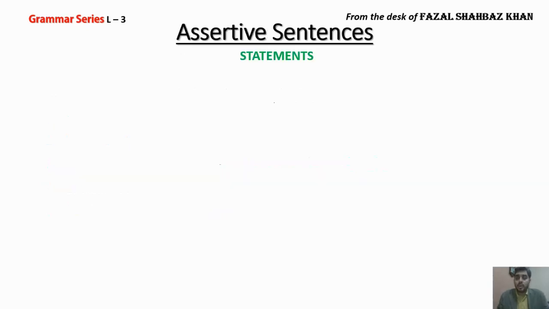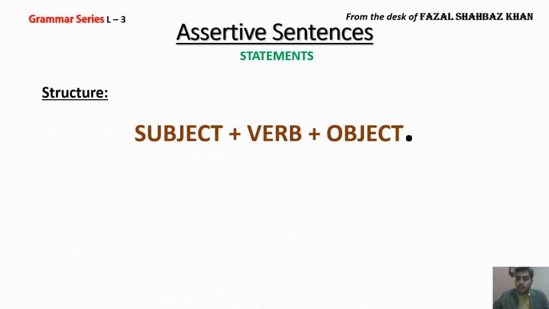Let us start with the first type, that is assertive sentences. Generally, assertive sentences are statements. Statements obviously may be positive as well as negative. Let us talk about the working structure. How are assertives made? They are made right from subject, then to verb, and then it ends at object, not to forget the full stop right at the end. So these are the three elements in the structure of assertive sentences.